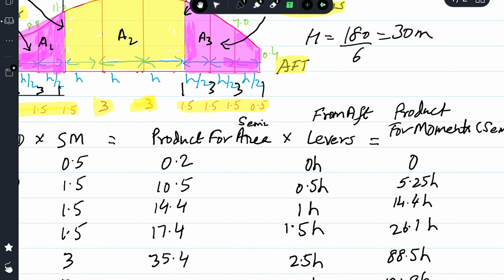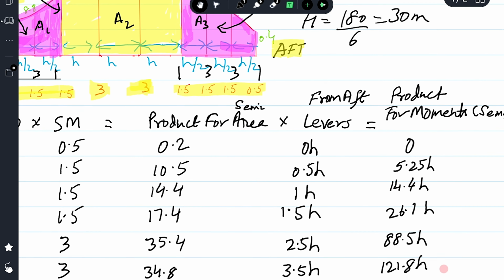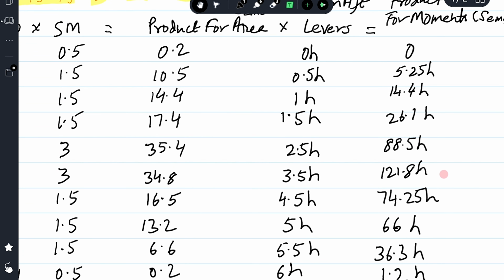Now multiply the product for the semi area with their levers. So 0.2 into 0 will be 0. 10.5 into 0.5h will be 5.25h. 14.4 into 1h will be 14.4h. 17.4 into 1.5h is 26.1h. 35.4 into 2.5h is 88.5h.